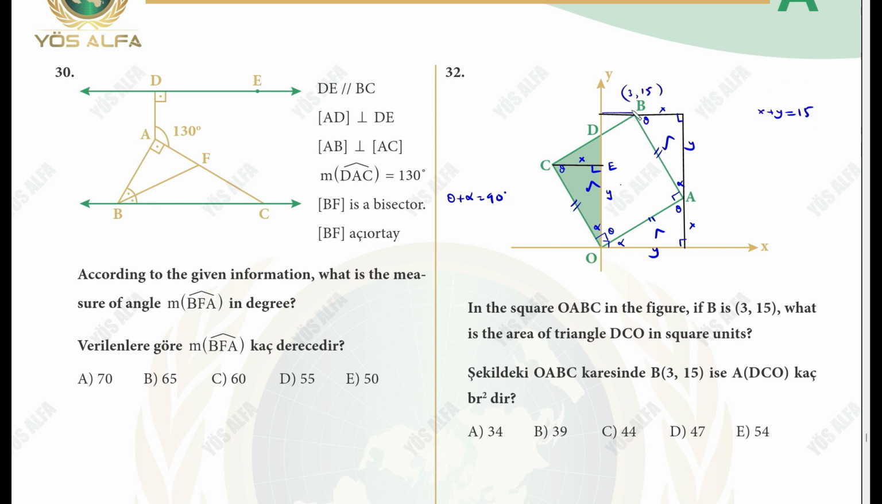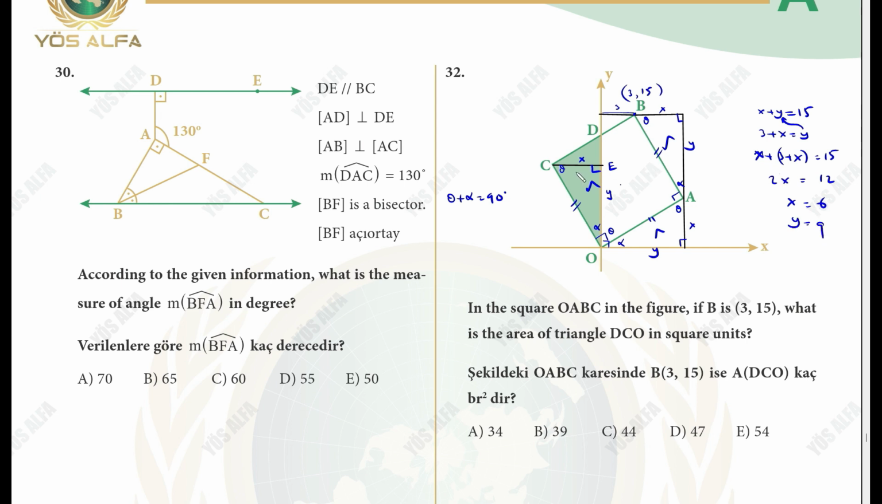And this length over here is 3. So 3 plus x is the same as y. Plugging in y into the first equation, we have x plus 3 plus x is equal to 15. From here we have 2x is equal to 12 and x is 6. If x is 6, then y has to be 9.